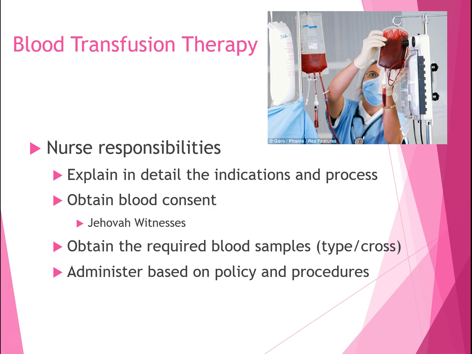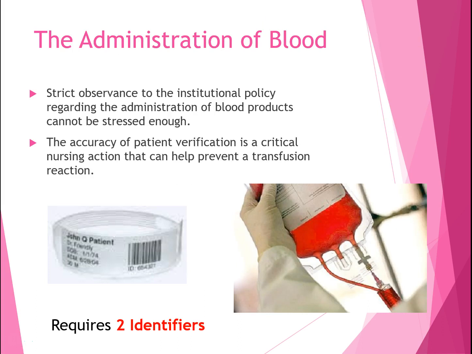Type and cross matching if a blood transfusion is going to be necessary, and the 4-hour time limit for the bag to be hung. All of the same types of nursing care and nursing responsibilities will apply whether it's an adult or a child. Institutional policies, obviously you want to know what your facility's policies are regarding administration of blood products, and accuracy of your patient verification. Obviously we want to make sure that the right patient is getting the right blood. Remember the 2 identifiers. Don't forget that. That's an important safety measure when you're doing blood transfusions.